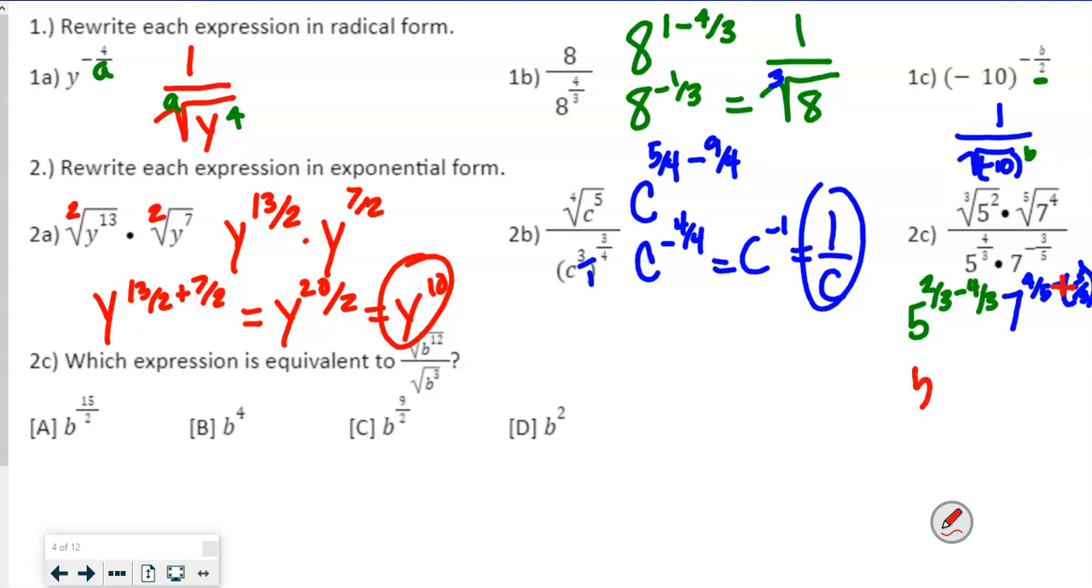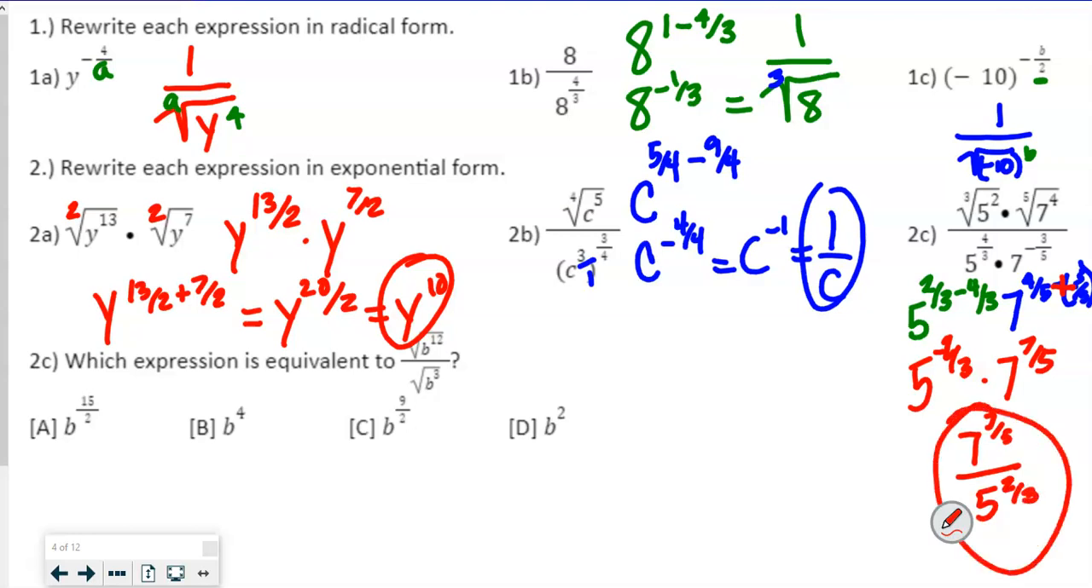So this answer is going to be 5 to the negative 2 over 3 times 7 to the 7 over 5, right? Remember, that negative goes to the denominator. So our answer is going to be 7 to the 7 over 5 over 5 to the 2/3 power, okay? That would be our answer, 7 over 5 for the exponent of our 7, and 5 to the 2/3 in our denominator because it was negative.